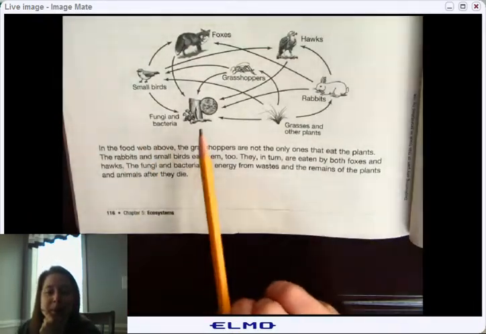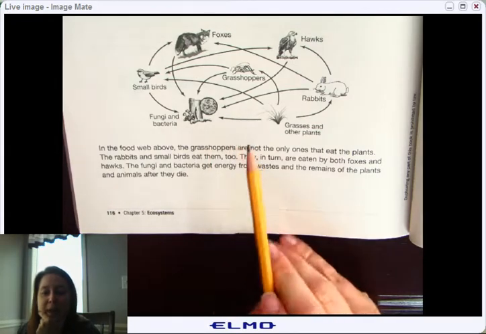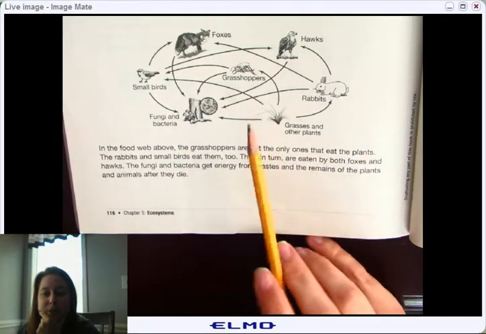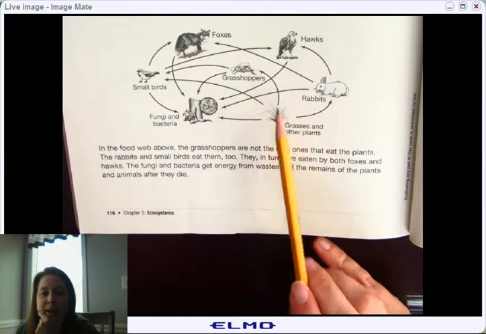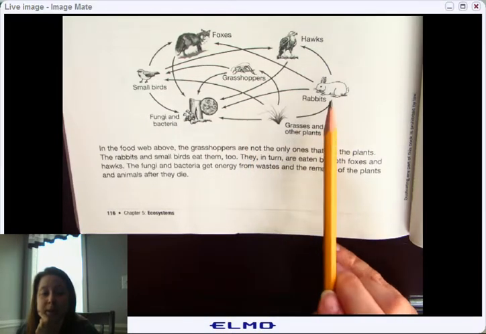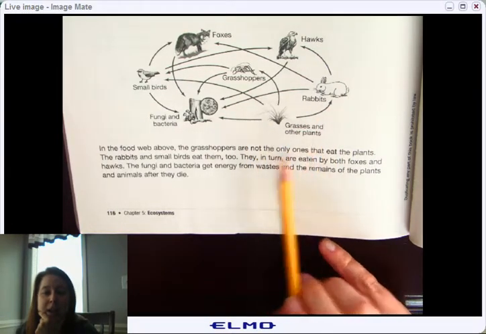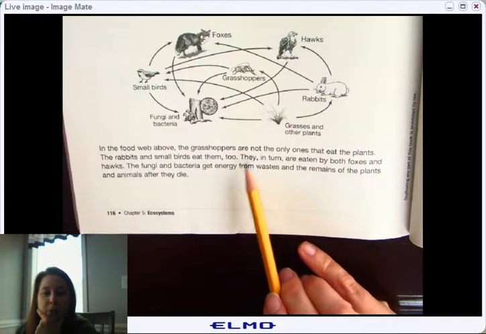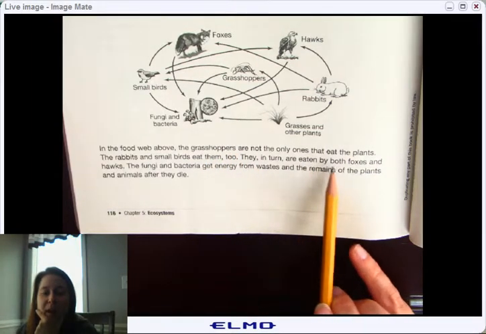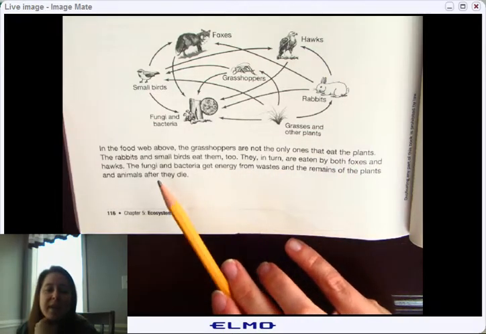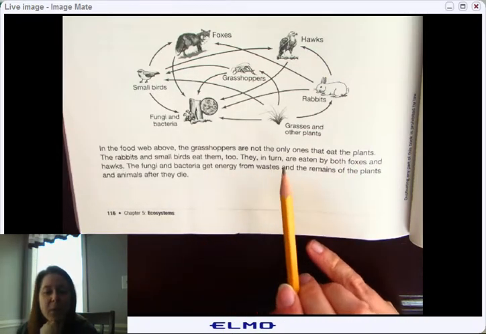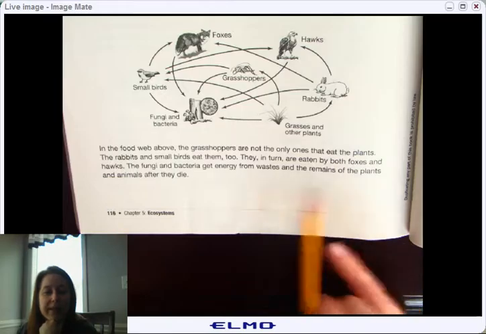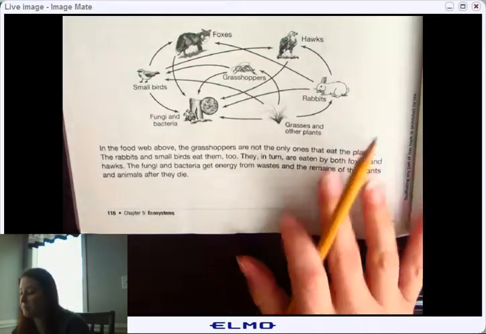In the food web above, the grasshoppers are not the only ones that eat the plants. So look at your grasshoppers. Your grasshoppers eat your plants. Your rabbits also eat your plants, okay? The rabbits and small birds also eat them, too. They, in turn, are eaten by both foxes and hawks. The fungi and bacteria get energy from the waste that remains of the plants and animals after they die.